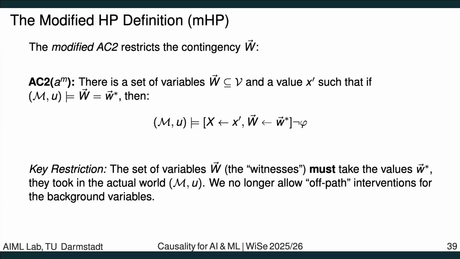You're the expert, actually. Intuition about this is a lot easier than the previous ones, because here you can basically remember that it is about freezing actual values in place. So the witnesses, the W's, are just frozen to the values they would have in the actual world, and then you're intervening on something else.